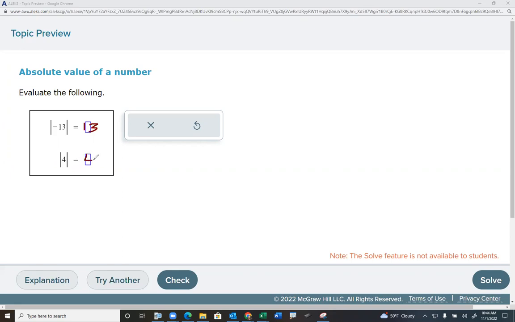Now this one down here, it already is positive. So what happens? Well, it stays positive. Whatever you write down, it's going to be a positive number. That's all. So if it was negative, it's made positive. If it was positive, it stays positive and nothing happens.